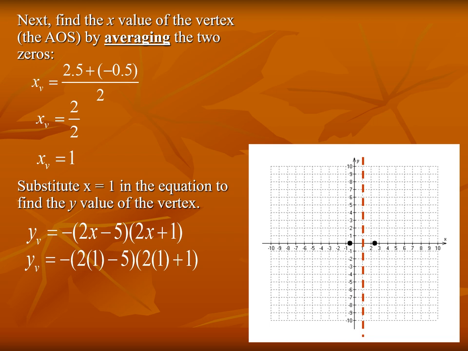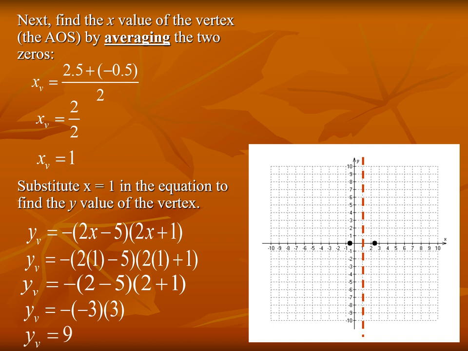Many people will need their calculator now. What's 2 times 1? Minus 5. Yeah. How about 2 times 1? Plus 1. Ah, there it is. Now, negative 3 times 3. Negative 9. But then I want the negative of that. So it actually comes out to positive 9 after I do both negatives.